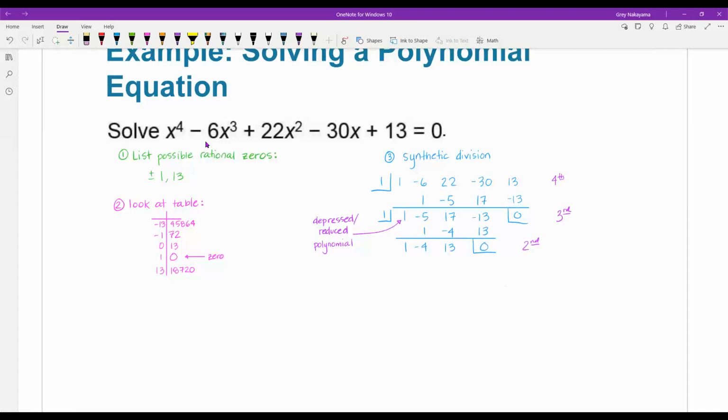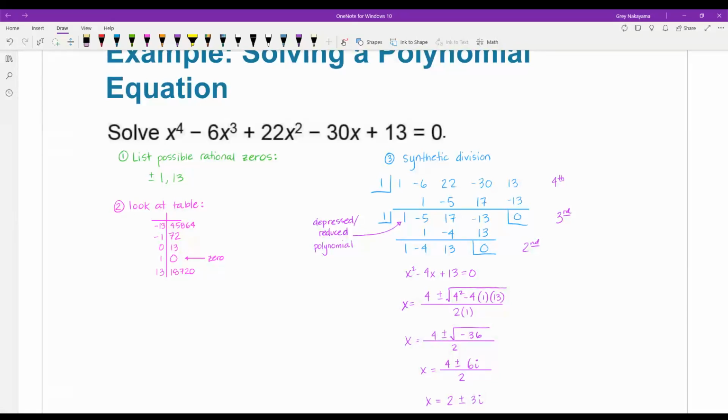So now I have a 2nd degree equation. I've got x squared minus 4x plus 13. Again, there are no factors of 13 that add to give me 4. So I'm going to have to use my quadratic formula again. We just went over that. When you write that all out, what you need to pay attention to is what's under the radical. That's called our radicand. It simplifies to negative 36. And the square root of negative 36 is 6i. So this becomes 2 plus or minus 3i.